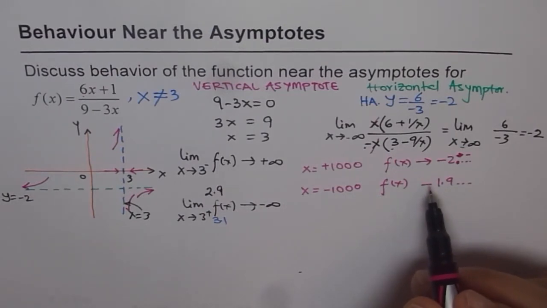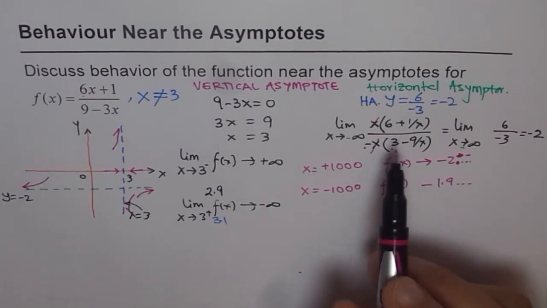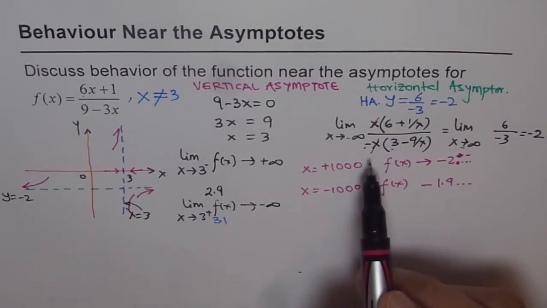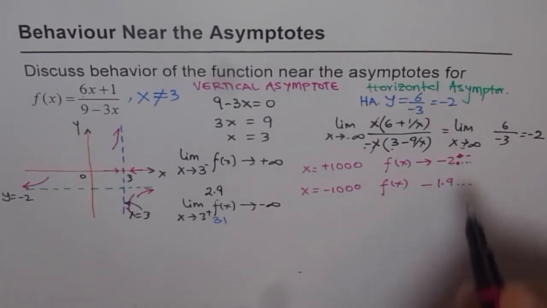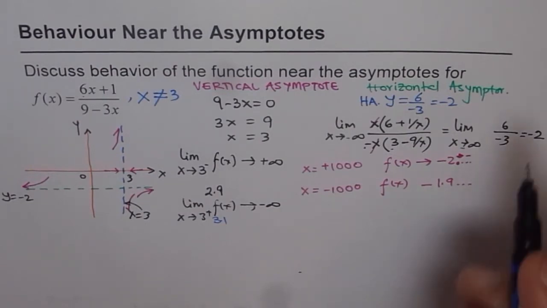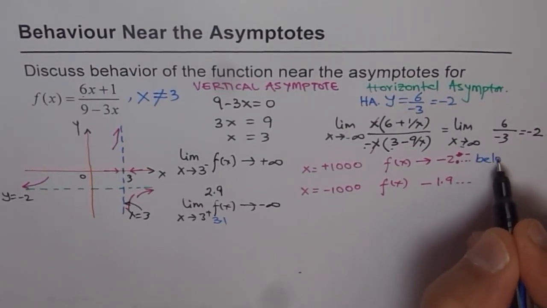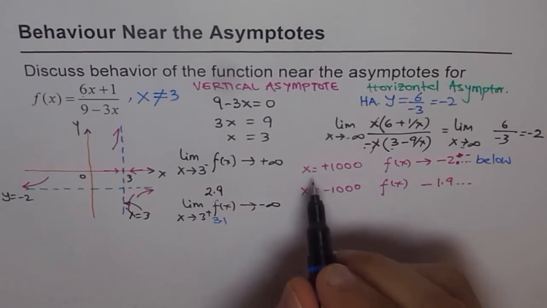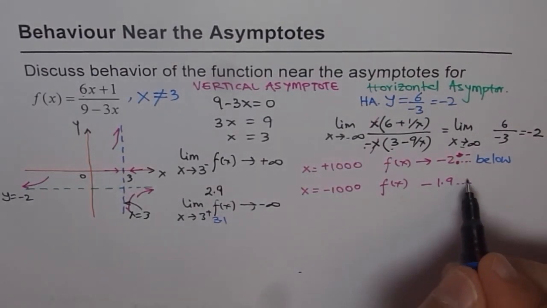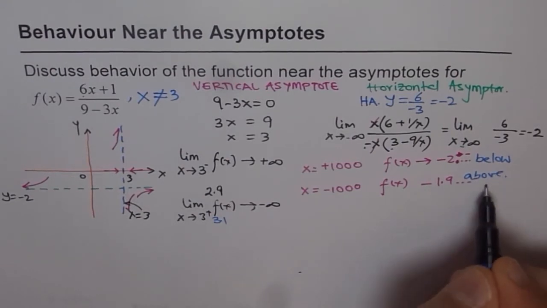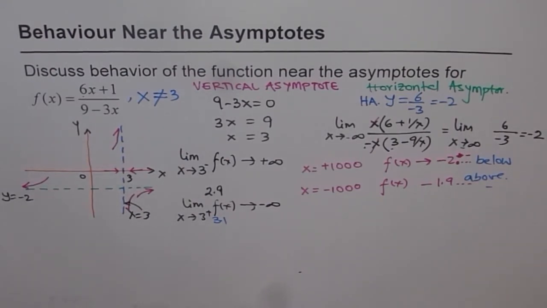So that is what I'm trying to say. The behavior near the asymptote is what happens when we are approaching. We know we are approaching the horizontal asymptote. Are we approaching it from above or from below? That is what the question is. So in this case, we are approaching from below when we are approaching positive infinity, as you can see here, and here we are approaching from above. So that is the behavior near the asymptote, and that makes sense, right?